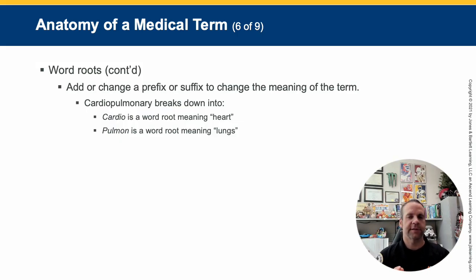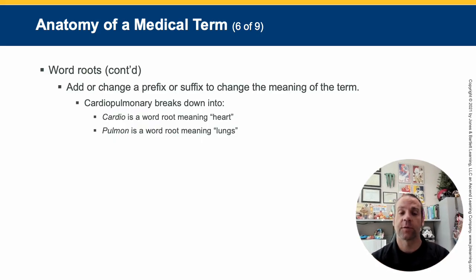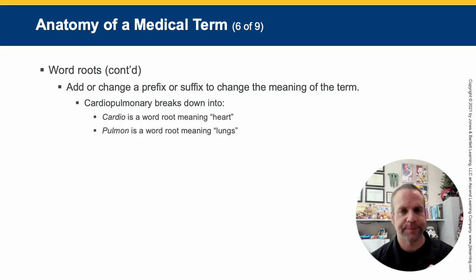So let's break down a real-world example that you're going to hear often as an EMT. Cardiopulmonary, okay? So cardio refers to the heart, so that's going to be the word root. But then you also have pulmon, which refers to lungs, which is also a word root. The term combines these two, describing something that relates to both the heart and the lungs, as in cardiopulmonary resuscitation, or CPR. When we perform CPR, we're using compressions to circulate blood from the heart and ventilations to move air into the lungs. So the term cardiopulmonary tells us exactly what systems are involved.